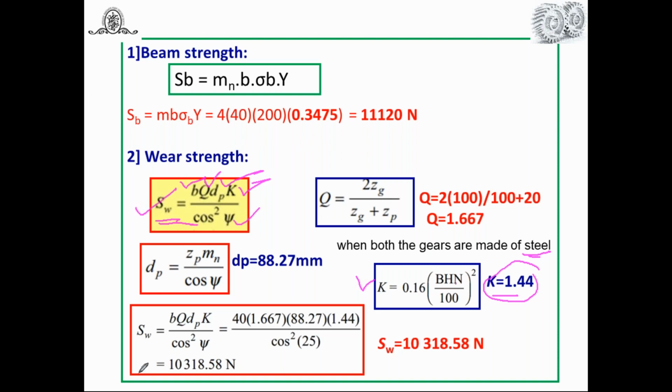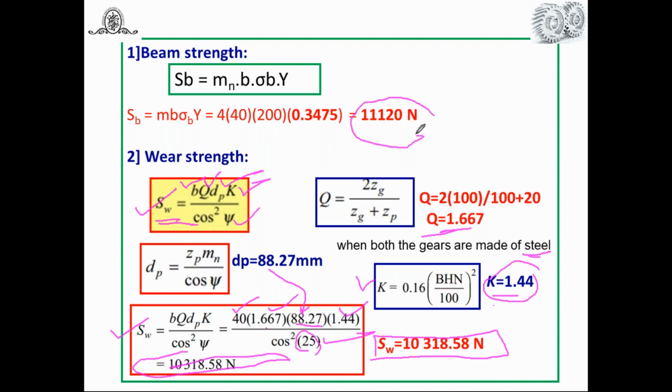We are finding strength for pitting, or design against pitting together. So substitute the value of B given in mm, Q calculated here 1.67, then DP 88.27, then K 1.44, and the helix angle is given 25. You can substitute all the values, and you will get SW equal to 10,318. Now you have SB, you have SW.